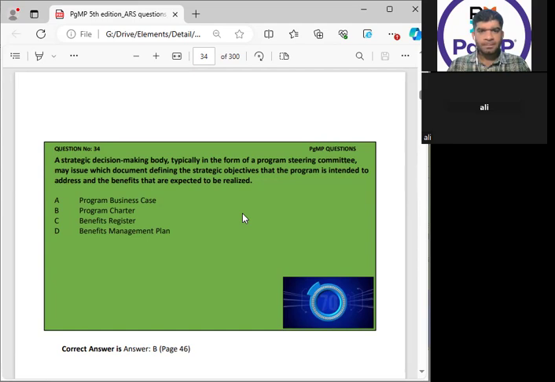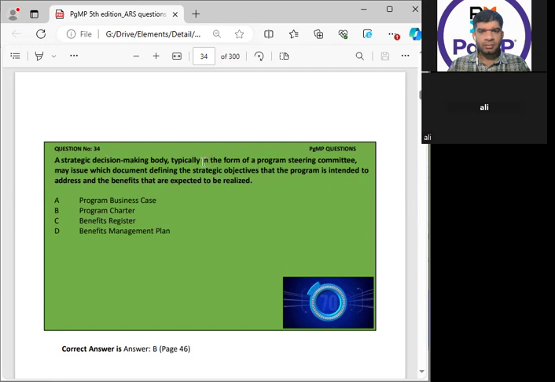Okay. Strategic objective. In the charter, there is a word called strategic alignment. Point number 5: define program specific goals and objectives in alignment with the organization's strategic plan in support of the business case. So vision, mission, goals, objectives, and benefits are in the charter. The benefit register or the benefit management plan will not have strategic objectives.